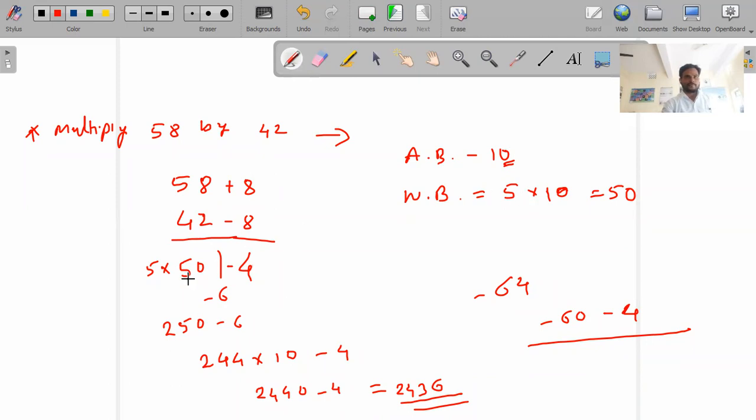And see, 50 is there, so you have to multiply that LHS by 5. So 250 will be there, and subtract from it the minus 6, because this one is a carry. You have to do this first and then multiply it by 10 because the actual base is 10. Remember that method: if one number is below the base and one number is above the base, you can multiply the LHS by the base and subtract the RHS from it. You will get the final answer.